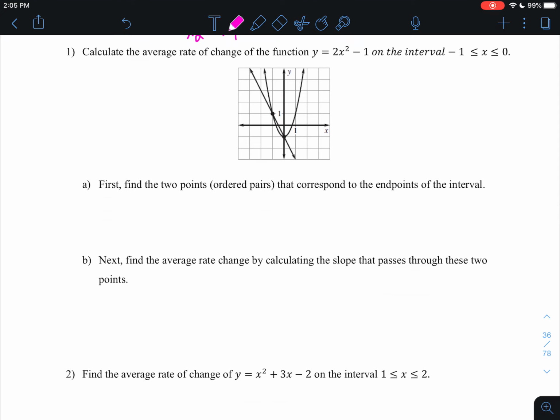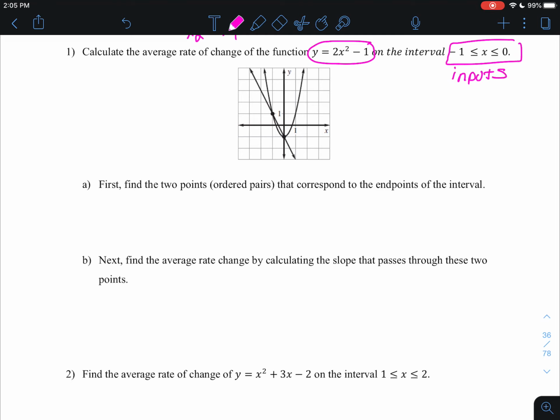So what is it asking us? Calculate the average rate of change of the function y equals 2x squared minus 1. So here's our function, on the interval -1 less than or equal to x less than or equal to 0. So these are our inputs. These are our x values.